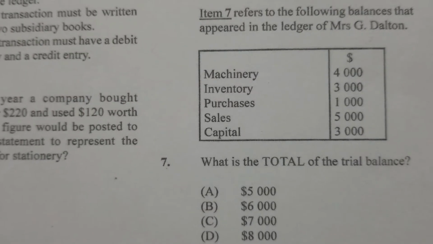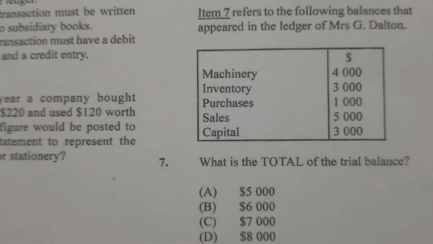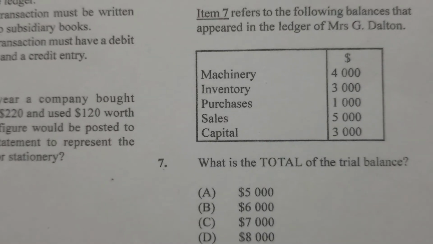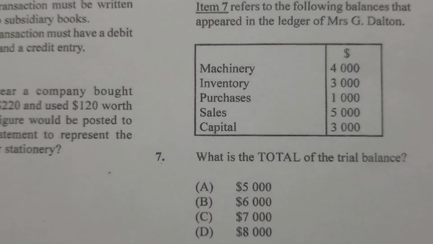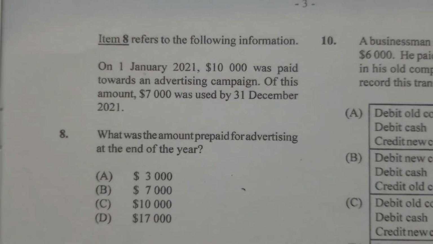Therefore, we'll be adding machine, inventory, and purchases together, all three. And of course, the answer is 800. The total will be 800, so the answer will be D. So the appropriate answer for question 7 will be D.